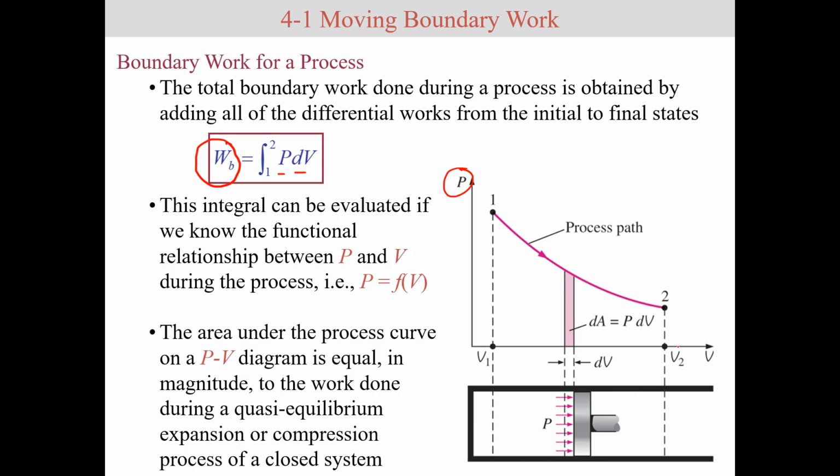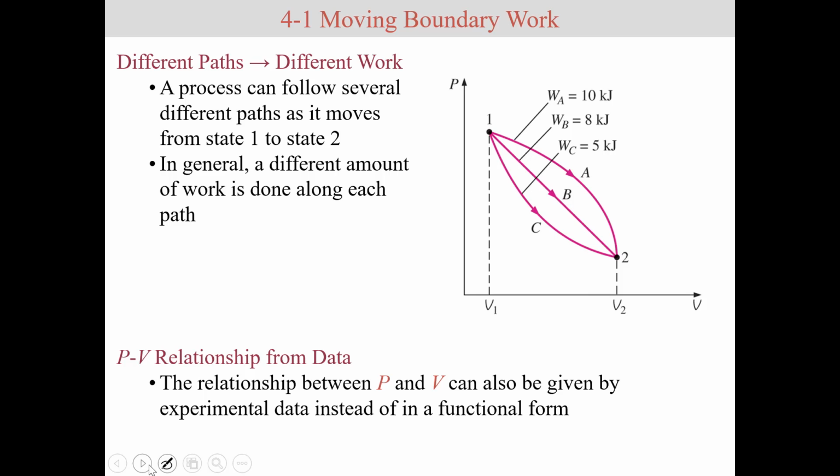So I have a graph here, pressure on the y-axis and volume on the x-axis. Here's your first state, here's your second state, right? And I have a process path that's painted between point 1 and point 2, depending on the type of work that happens. According to this formulation, the amount of work is going to be the area under that process curve, right? And obviously for different process curves, there are going to be different areas underneath it, basically meaning different amounts of work.